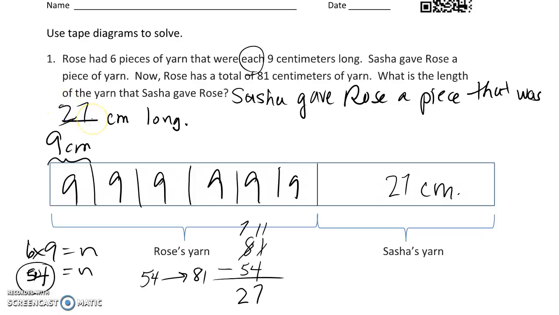Now, does that make sense? Rose had 6 pieces of yarn that were each 9 centimeters. She had 54 centimeters. We figured that out. And Sasha gave Rose a piece of yarn. Now Rose has a total of 81 centimeters. So 27 plus 54 should give me 81, right? Let's see. 7 plus 4 is 11. 2 plus 5 is 7, plus 1 is 8, so 81. Yeah, I think that's reasonable. See how that reasonableness check turns out? If you had come up with 100 centimeters for this piece that Sasha gave to Rose, that wouldn't make sense because that's way over the total that Rose even ended up with.